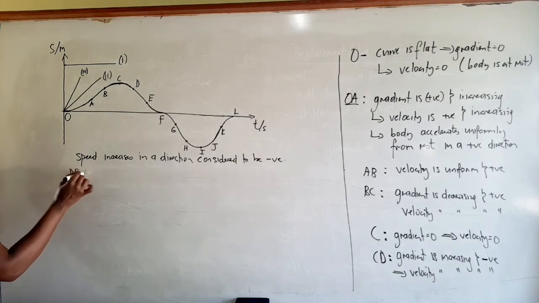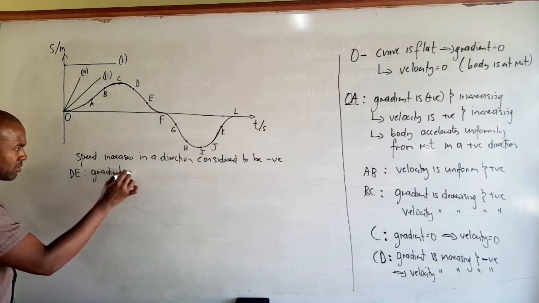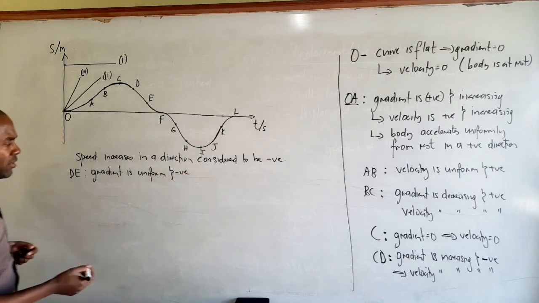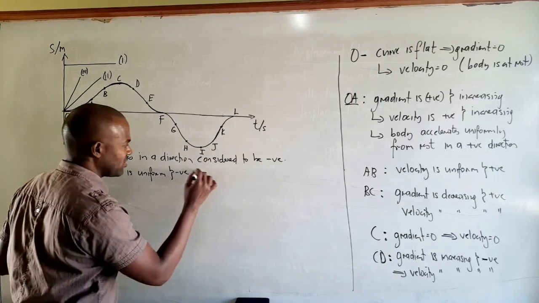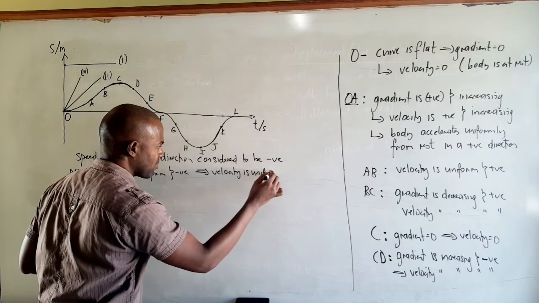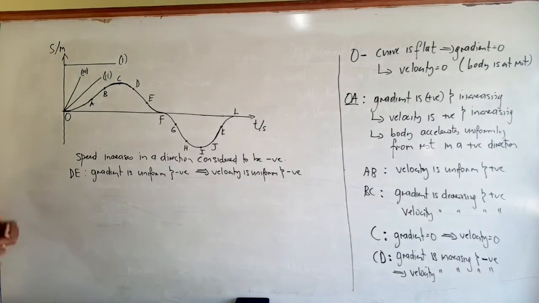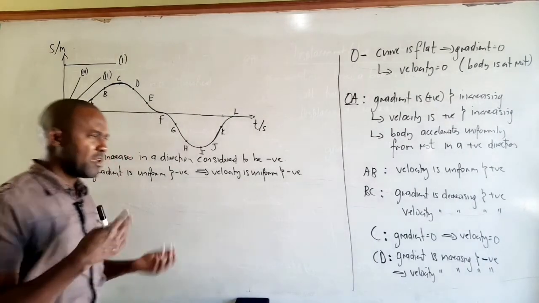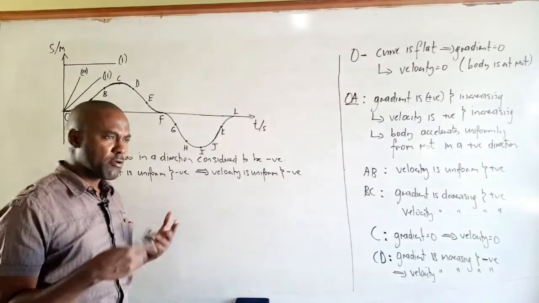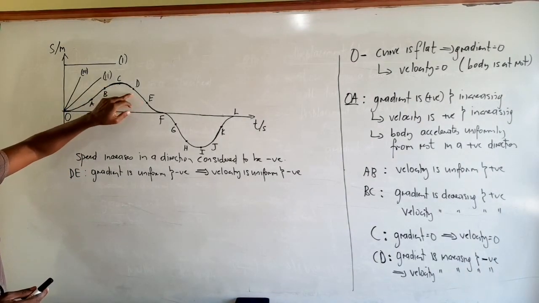DE, gradient is uniform and negative, and this therefore means that the velocity is uniform and negative, right? So the body is now moving with a uniform speed, but in a direction we consider to be negative. The body basically is now heading back towards its reference point, right? So DE, the body is heading back towards its reference point, but with a constant speed.